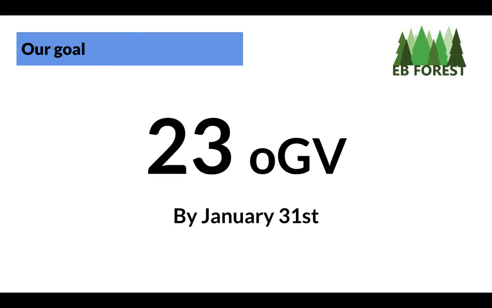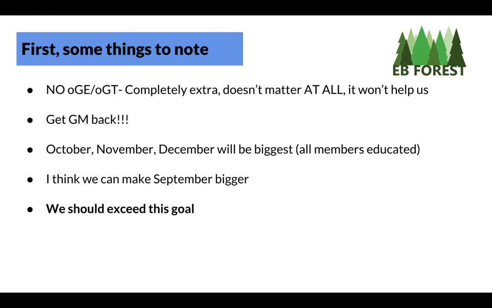Okay, so overall goal is 23 oGV approvals by January 31st. Grant was there. We took a lot of time into planning why we chose this number, exactly why it works for us, and exactly why we chose 23 as our goal. And then just some notes.